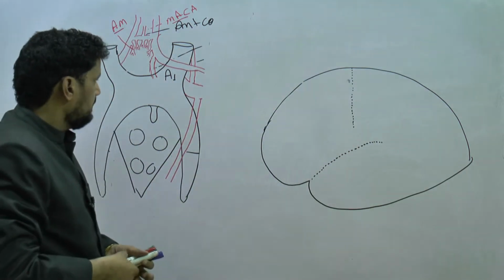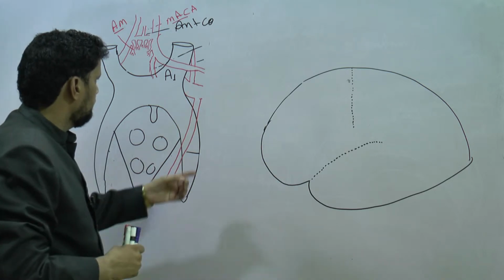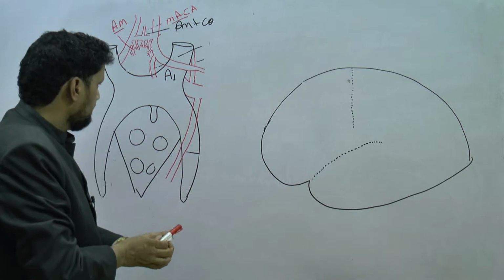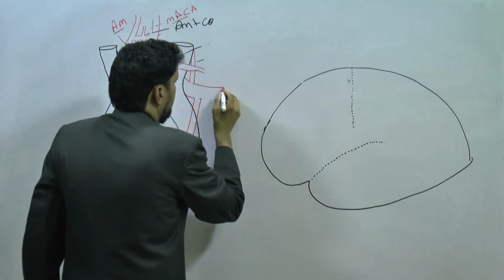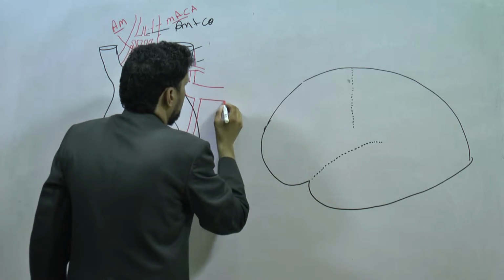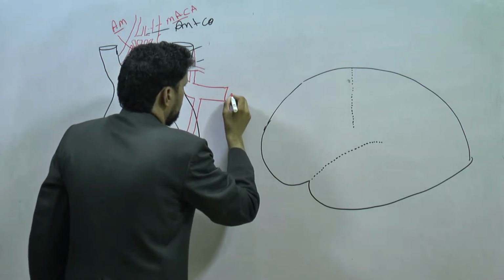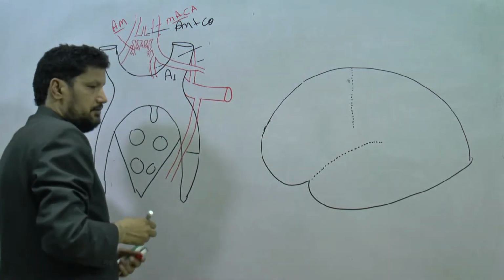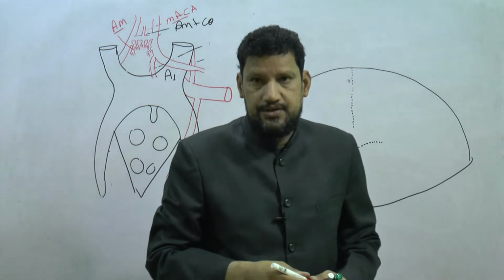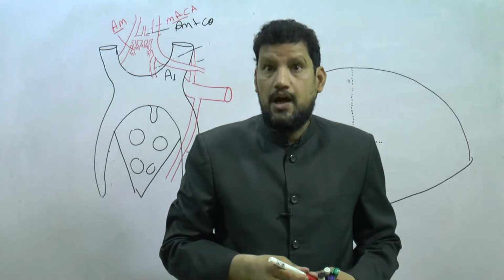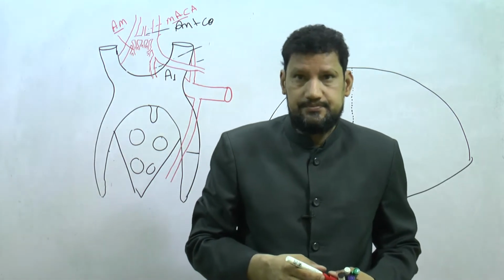So after piercing the anterior perforated substance, the middle cerebral artery is entering in the lateral fissure. Before entering in the lateral fissure, the artery bifurcates or trifurcates.